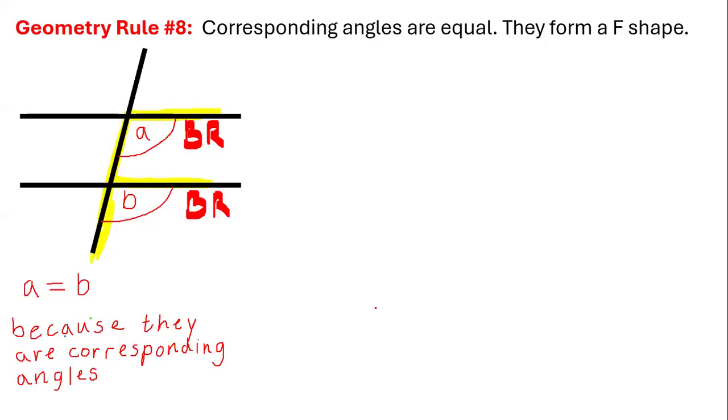Where's Ajani? How about Albert? Yes, sir. What do we know about corresponding angles? What shape do they form? The F shape. Very good, an F shape. And corresponding angles are what? Do they add up to 180 or are they equal? Equal. They are equal. Very good.